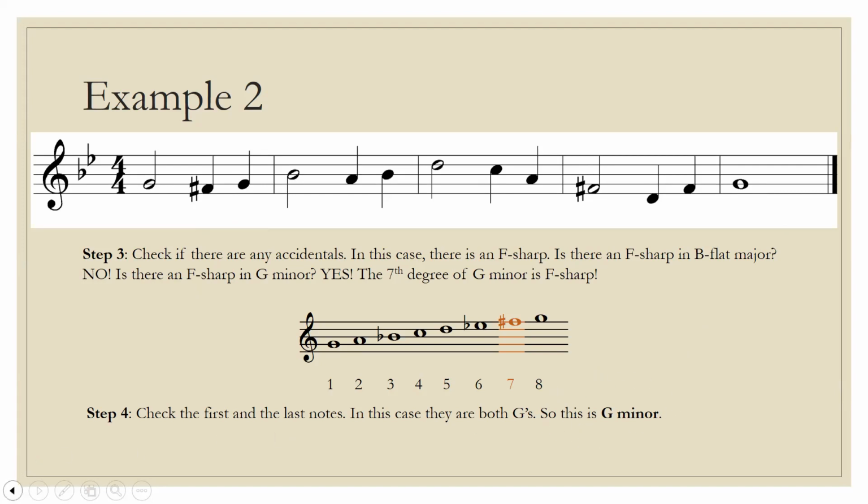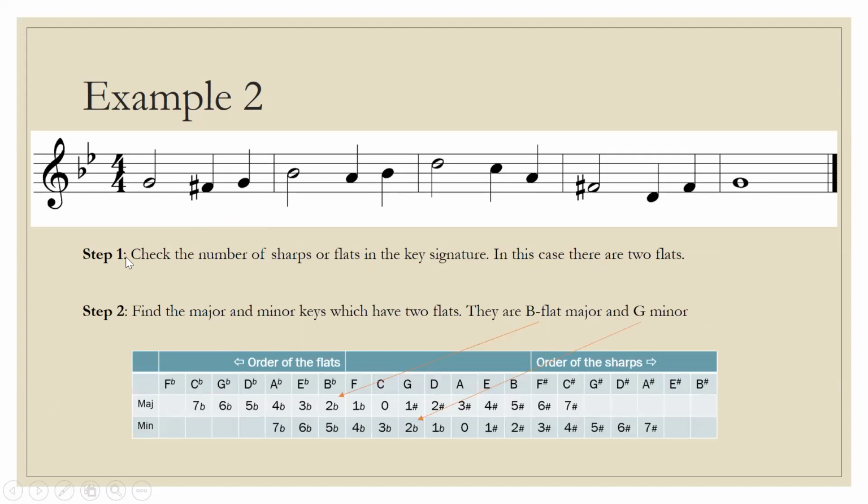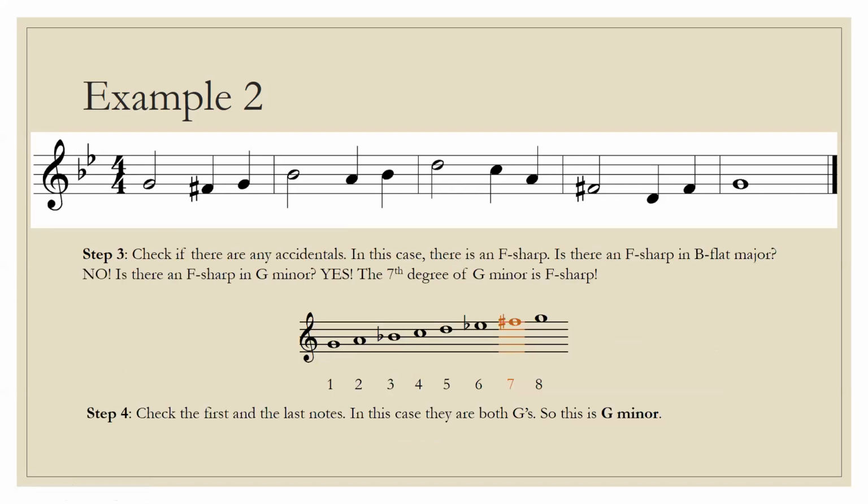Let's go back a step again, just to go through each of these steps. Step 1, we check the number of flats. There are 2 flats. The major key with 2 flats is B flat major. The minor key with 2 flats is G minor. So this piece could either be in B flat major or G minor.